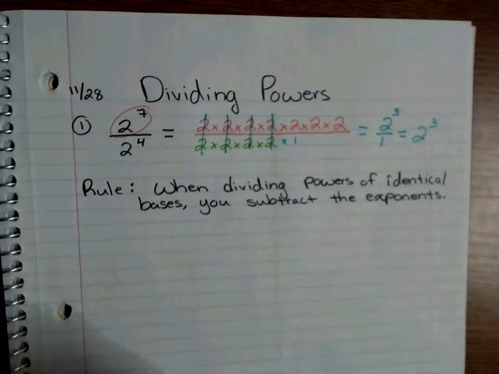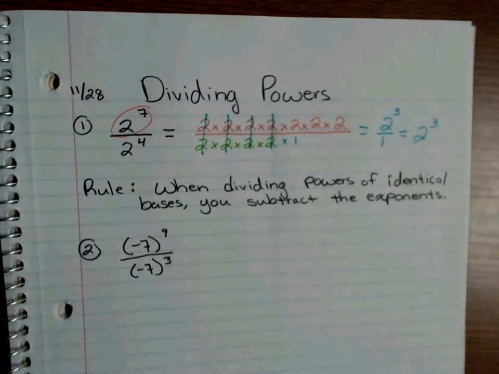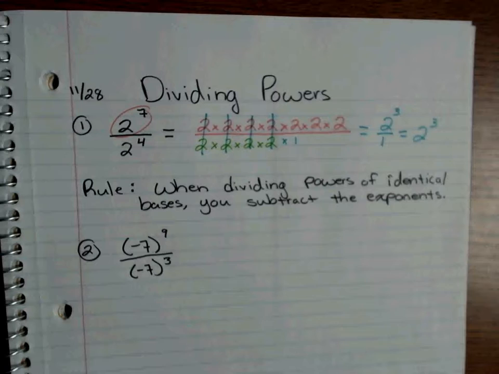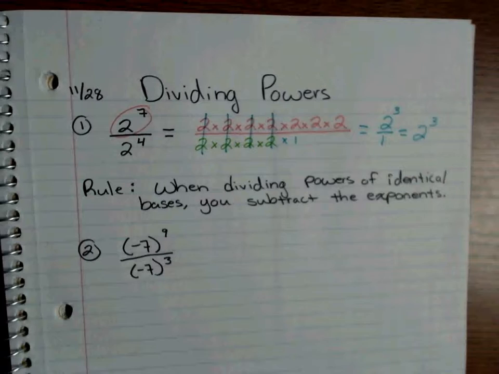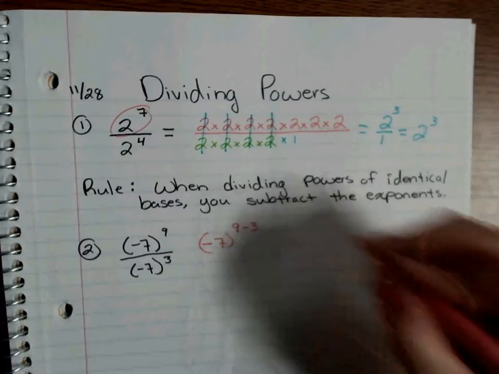So if I've got negative 7 to the 9th power over negative 7 to the 3rd power, what is that going to equal? Negative 7 to the 6th power. And what's really important is you have to put that final answer inside parentheses. So this would become negative 7 to the 9 minus 3 power, which is negative 7 to the 6th power.